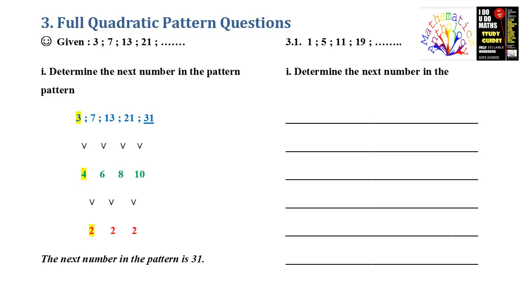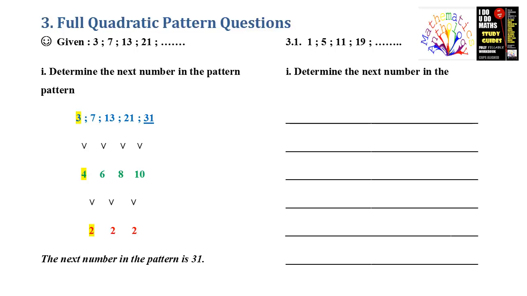Let's now solve a full quadratic pattern question. We're given our pattern here, which is 3, 7, 13, and 21. We need to determine the next number in the pattern. We know that this is not an arithmetic pattern, because if I quickly work out the first differences, I'm going to see that 7 minus 3 is 4, and then 13 minus 7 is 6. So that is definitely not an arithmetic pattern, because we don't have a constant first difference.